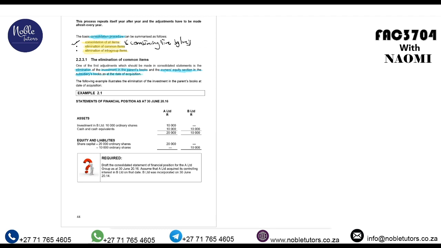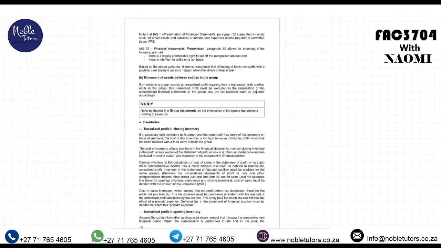So, elimination of common items, this is a continuation from the question that we did in the previous lesson. I took you through the analysis of owner's equity, if you remember very well. And we had to calculate goodwill, the fair value adjustments, the NCI value, and all that. And basically also showed the consideration that was paid for the investment at the acquisition date. So all the transactions that happen at acquisition date need to be eliminated. That is what is known as common items. I'm going to just use one of the examples in here.